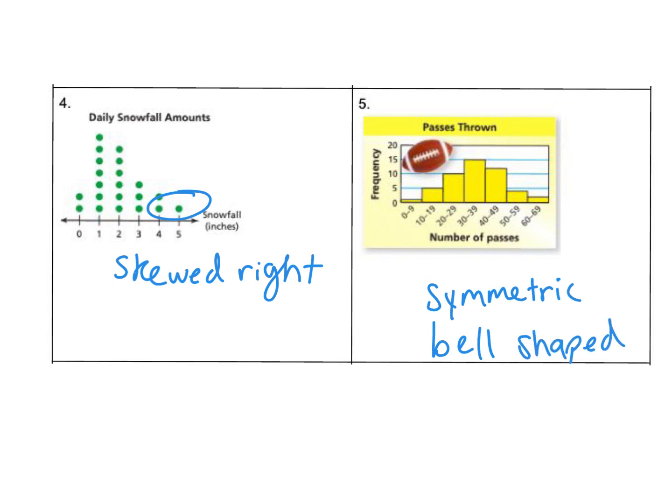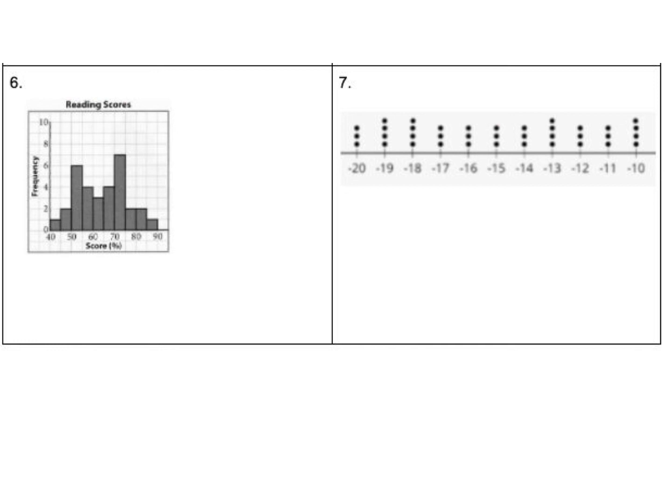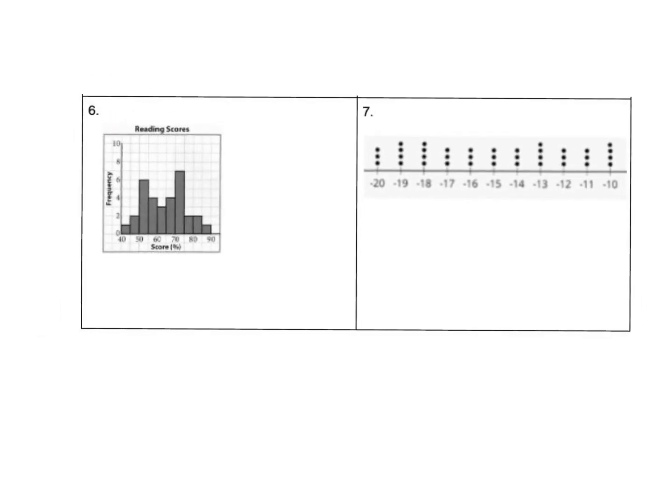All right. Number 6. What'd you say? Bimodal, right? It's got two peaks. One of them's a little higher, and it's not symmetrical. And then lastly, uniform.